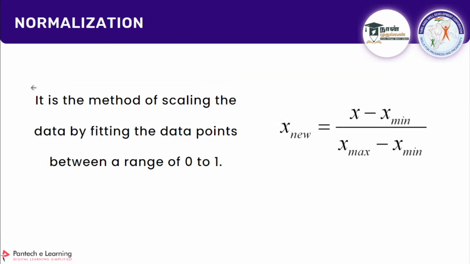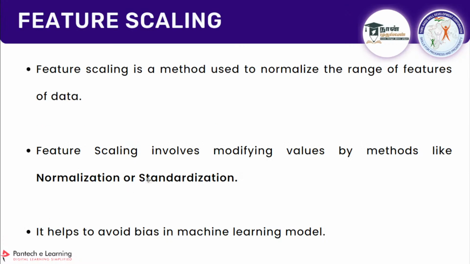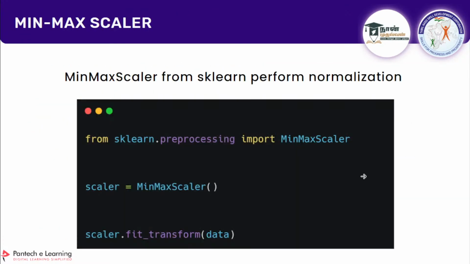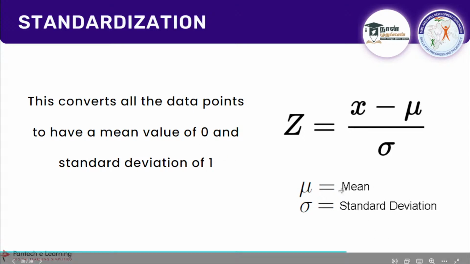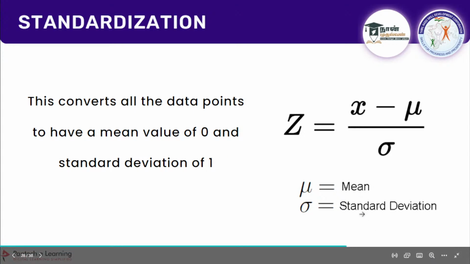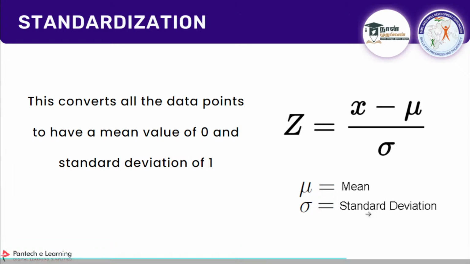Compared with normalization, there is something known as standardization here. So what is standardization? This converts all the data points to have a mean value of 0 and standard deviation of 1. Okay, what is the mean value? Mean is the average, right? Standard deviation is the calculation of how the values deviate from the middle value or mean value. Okay, so we can do the standard deviation calculation.